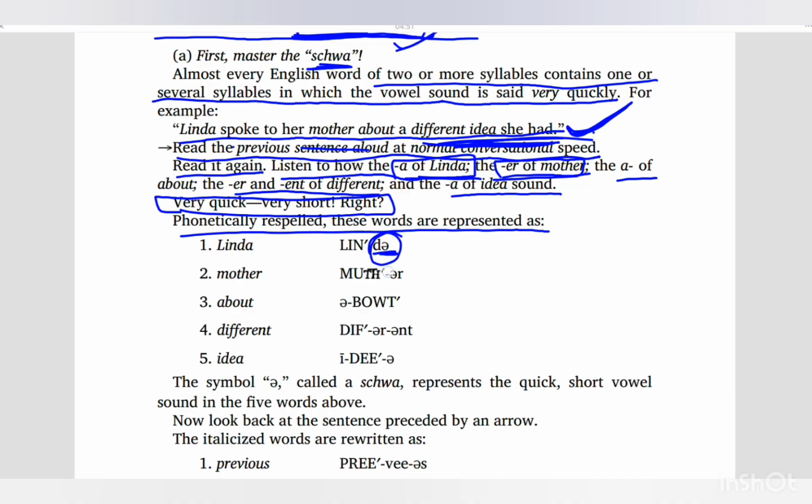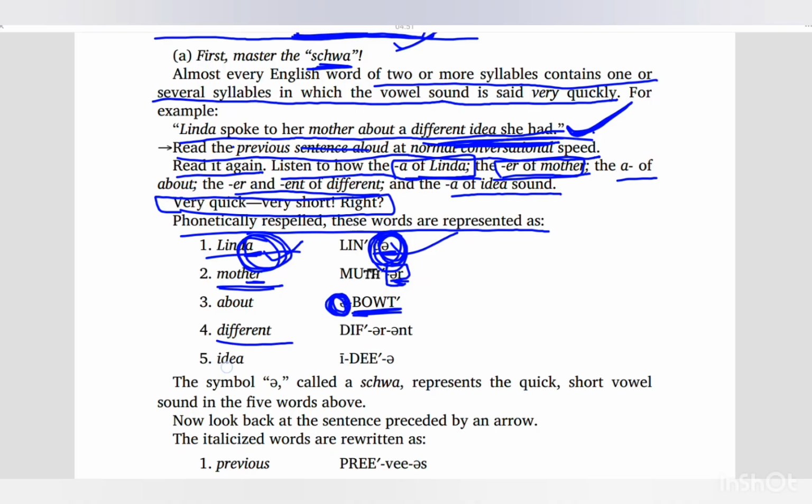So this symbol, you should know, this is the schwa symbol, this upside down E, and suppose it is there for A. It means that A is not pronounced like A. It is pronounced very quickly, okay? We don't stress there. Linda, not Linda. Mother, it's on this symbol that we don't stress. About, we stress on about, leaving the upside down E, that is known as schwa.